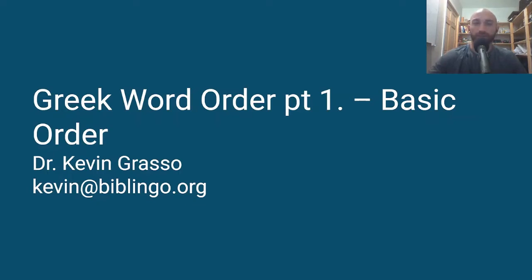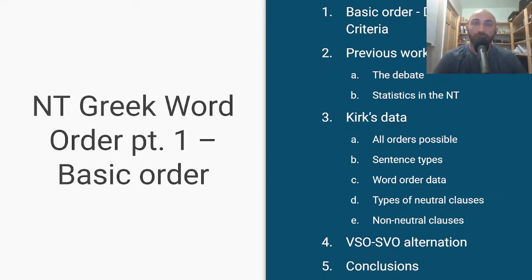New Testament. Kirk's data, however, suggests that we need not decide between VSO and SVO as to which is more basic, since both occur in basic contexts, as long as we define basic as pragmatically neutral, which we will discuss later on. As the outline for our study, we will first be looking at basic order, what it is, and particularly defining it, laying out criteria for it.